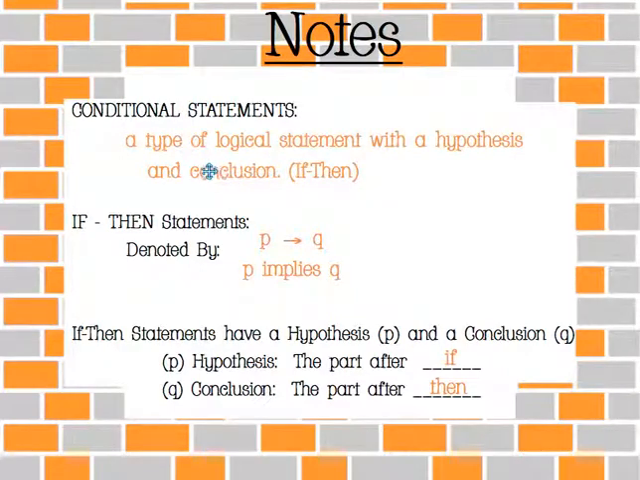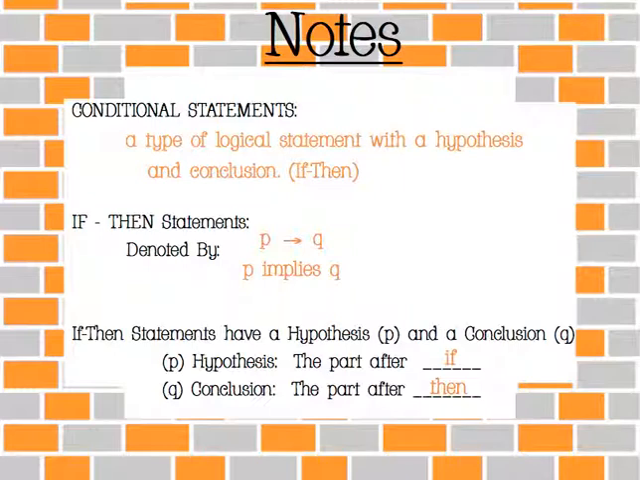Okay, so a conditional statement is a type of logical statement that has a hypothesis and conclusion. It's basically an if-then statement. It has an if and it has a then. So the if thing has to happen, then the second thing will happen. So the hypothesis is the part after if, and the conclusion is the part after then.